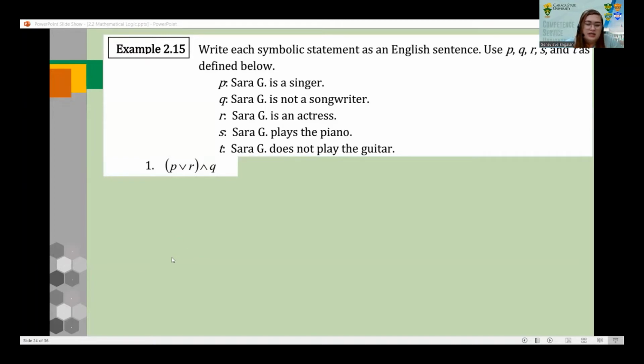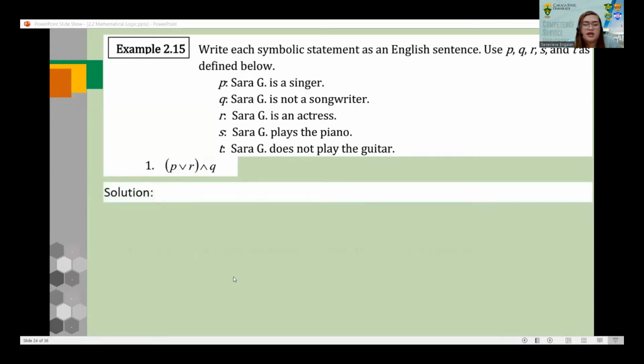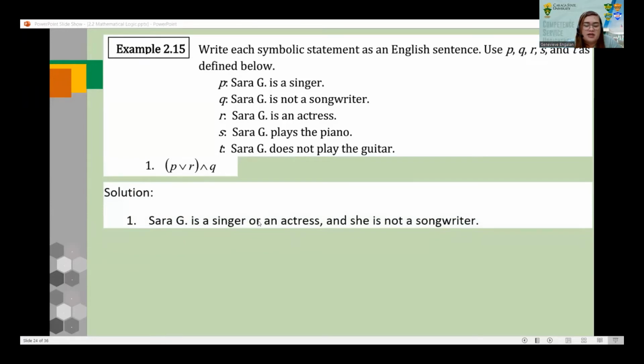Sarah G is a singer or an actress. And then we add the not. Sarah G is not a songwriter. Okay, that's correct. So Sarah G is a singer or an actress, since they are grouped together, right? And she is not a songwriter. Okay. How about number two?